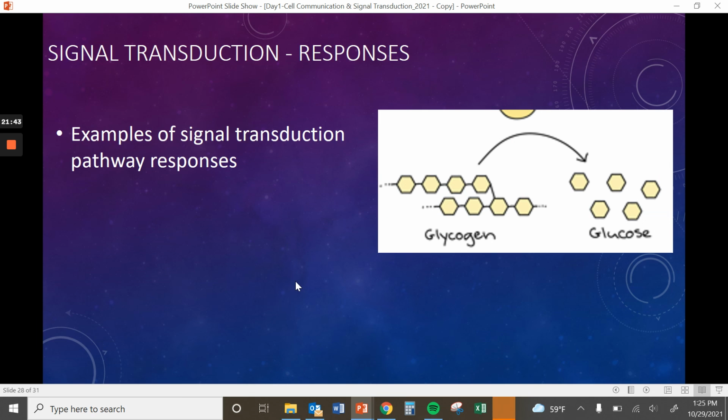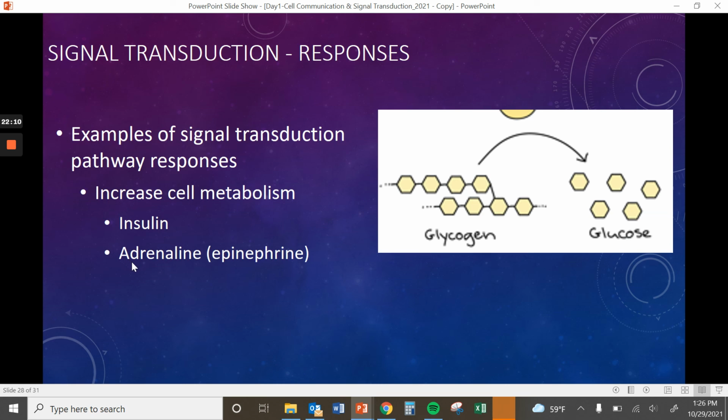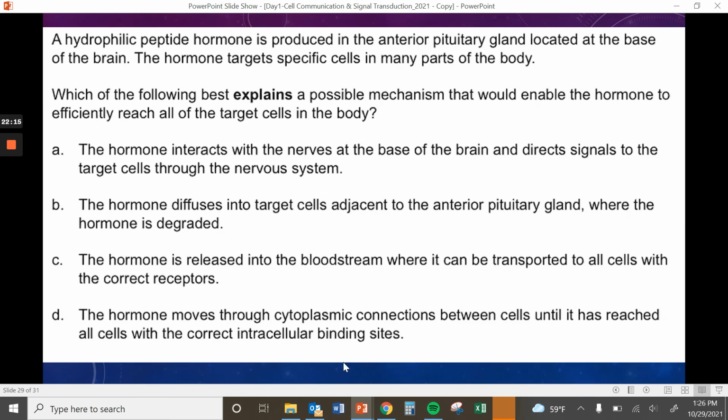Another example of this is with our metabolism. So we can have signals that say, hey, it's time to increase cell metabolism and time to use energy. Okay, so an example of this is a signal molecule that signals for glycogen, which is a carbohydrate made of many glucose molecules, to be broken down into glucose that we can then use for the cell. Something that affects this is adrenaline, also called epinephrine. So this is a similar pathway as well.